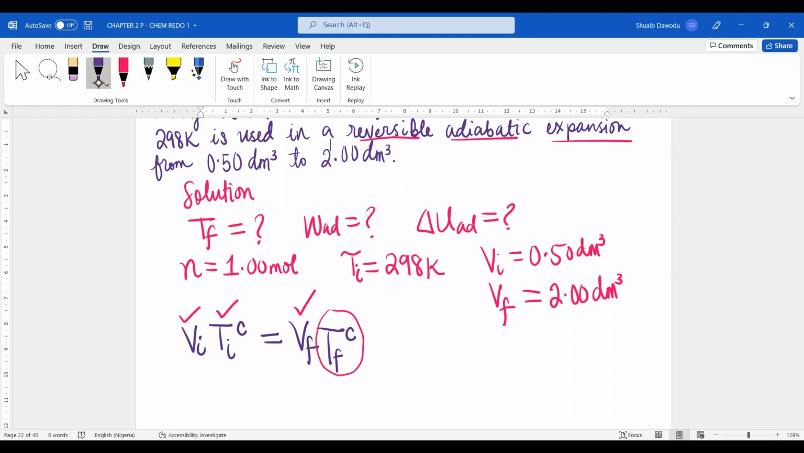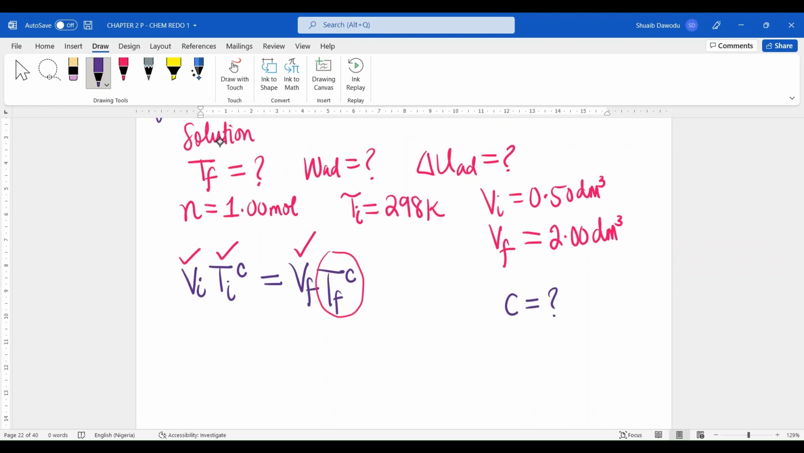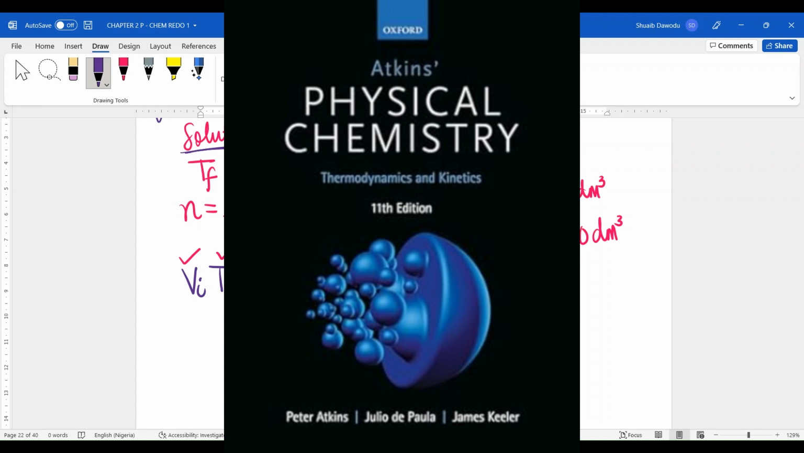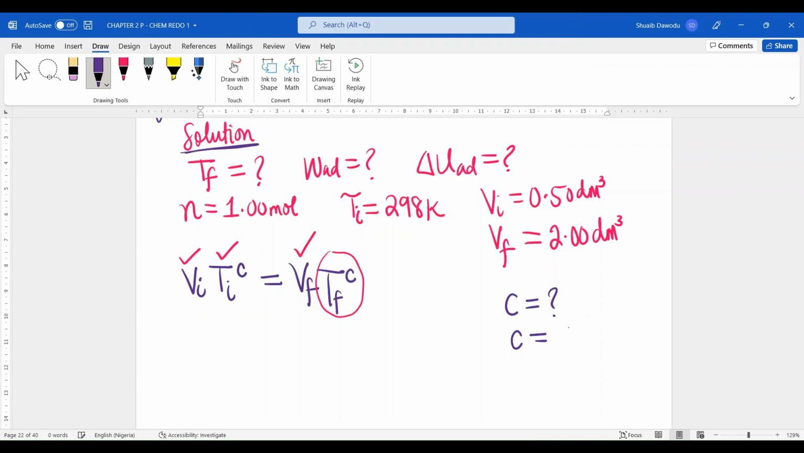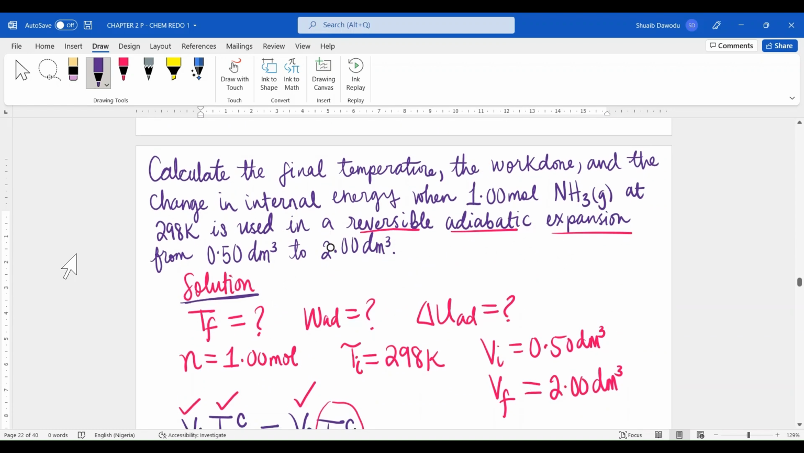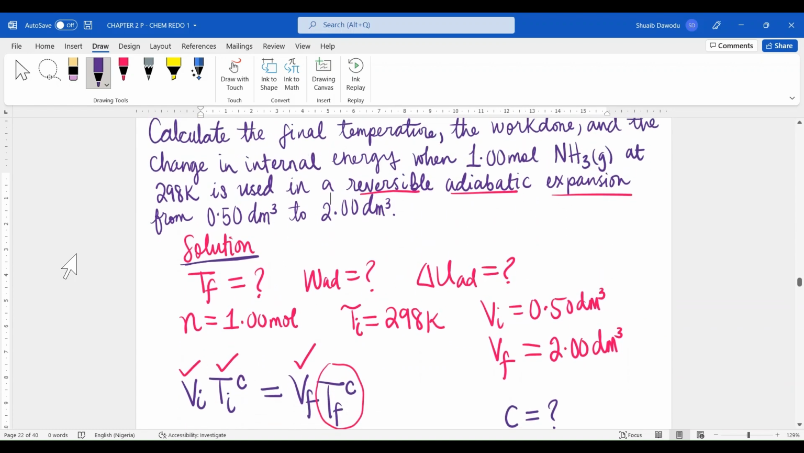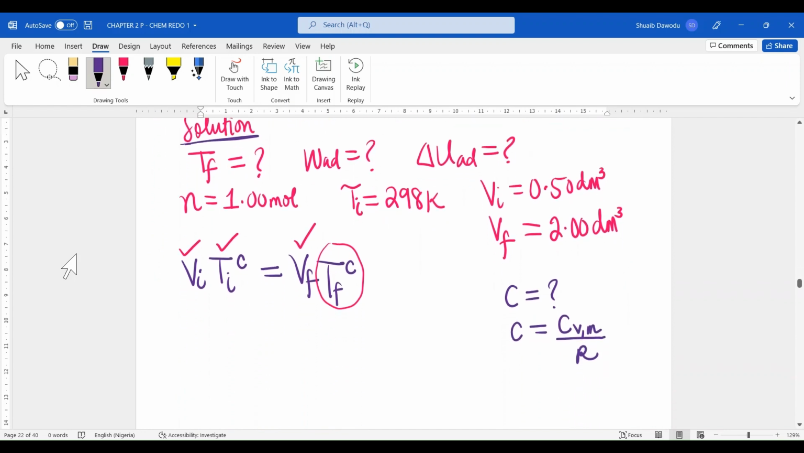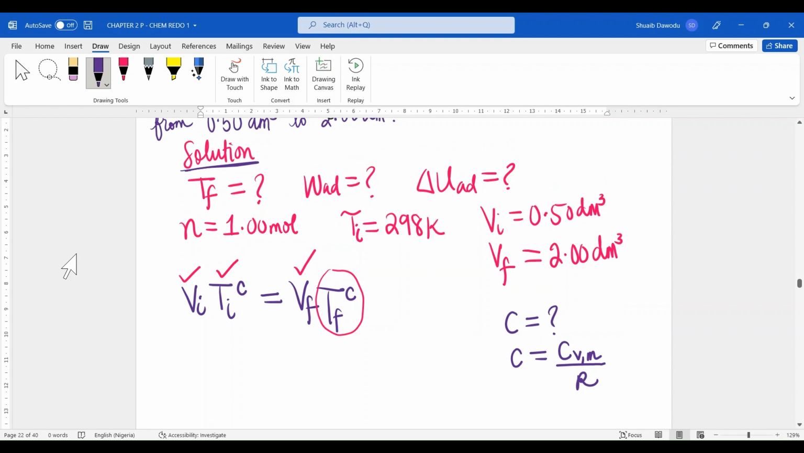But then we have an issue, because the formula comes with a parameter c. So what is c? We're not given c in the question. What that teaches us is that our understanding of the concept is what we'll use to determine c. Using our knowledge of physical chemistry based on the Atkins Physical Chemistry textbook, c is equal to the molar heat capacity at constant volume, C_V,m, divided by R, the gas constant. C_V,m is going to vary from gas to gas, or from molecule to molecule.